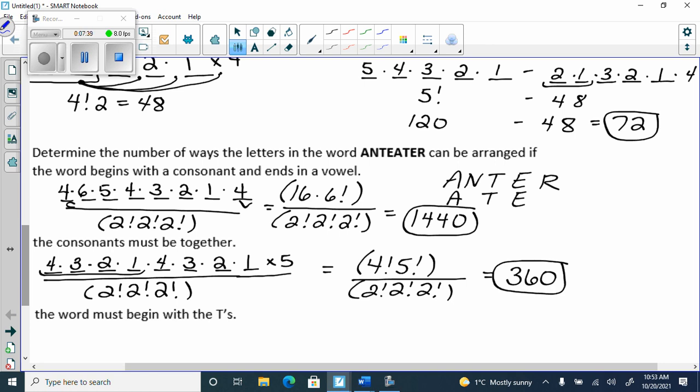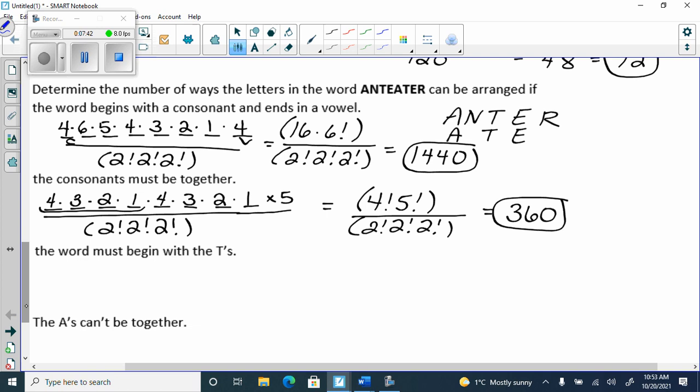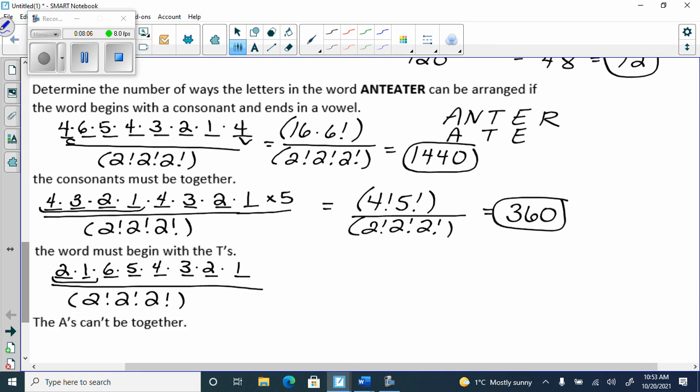And then the word must begin with the T's, all the T's. How many T's are there? 2. 1, 2, 3, 4, 5, 6, 7, 8, must begin with the T's. So I have 2, then 1. People will say I can't tell them apart. Doesn't matter. The problem gets rid of that down here, right? I don't have to worry about it. I treat them like they're different up top. Then I have 6, 5, 4, 3, 2, 1. Do I times it by 7? No, because it says begin.